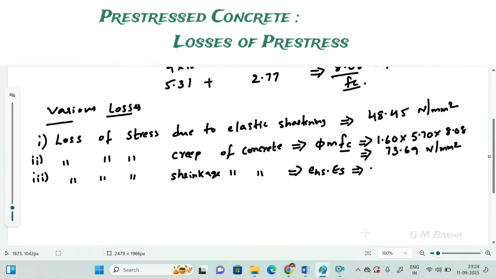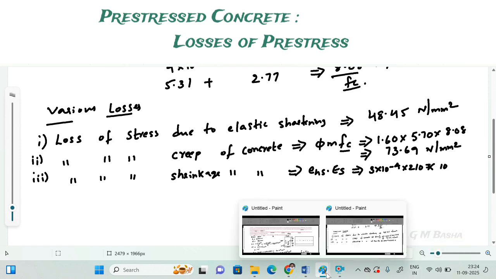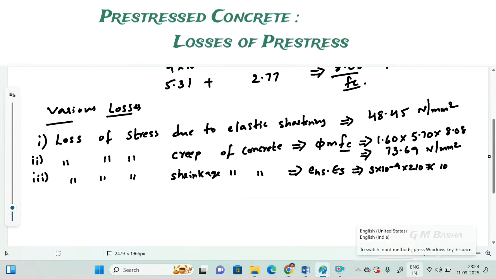That is 3 into 10 to the power of minus 4 into 210. How much will you get if you substitute and simplify? So here 210 into 10 to the power of how much will be given in the question? 10 to the power of 5. So kilonewton to Newton, you please substitute 10 to the power of 3. So how much you will get? Around you will get 63.00 Newton per mm square. So this one will be in terms of mm square.